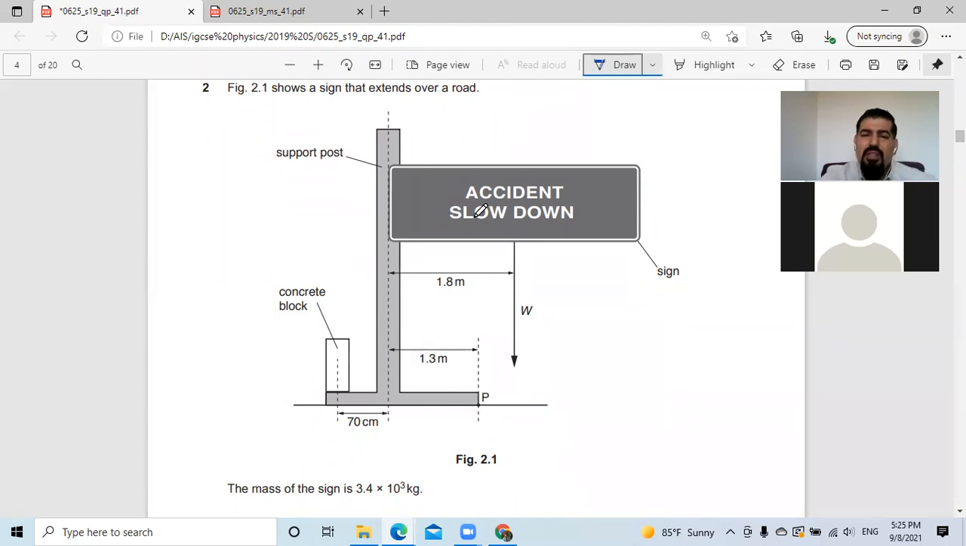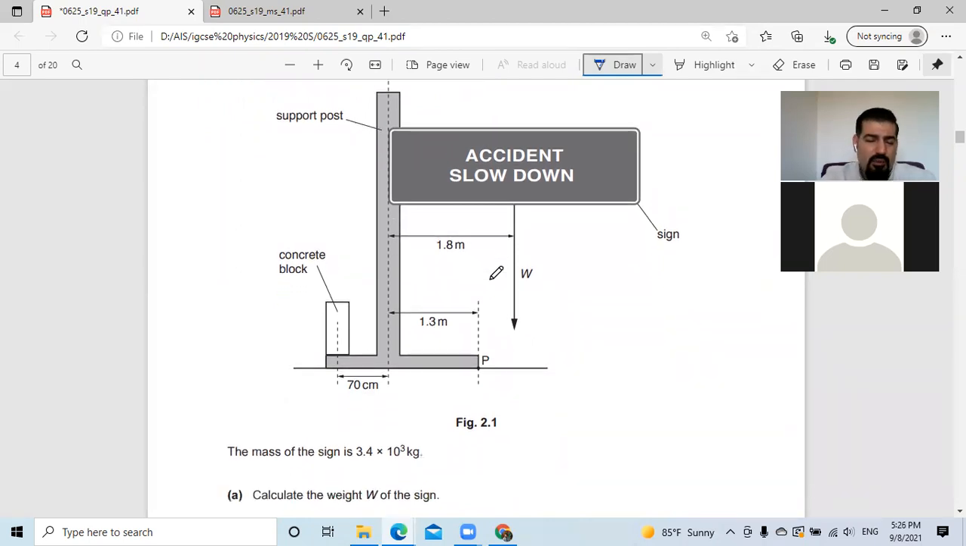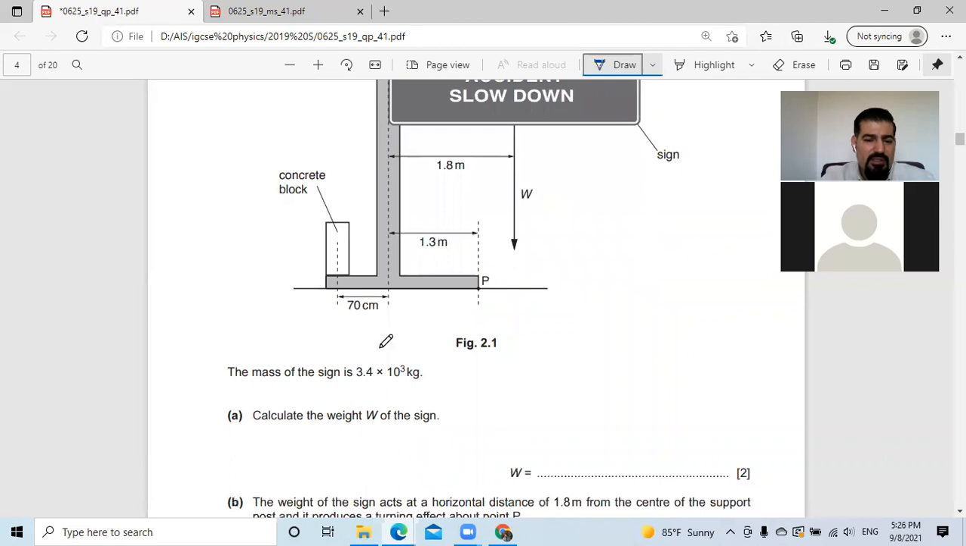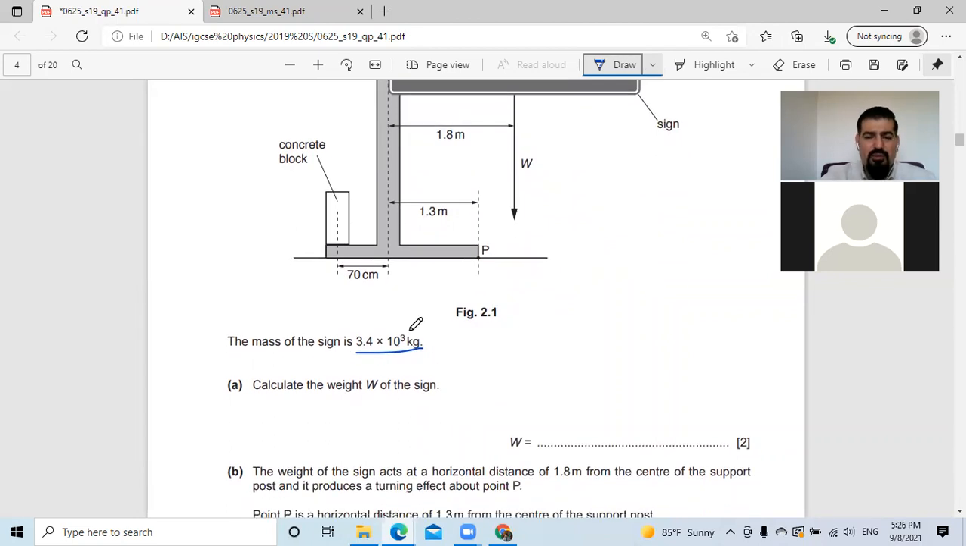And we have the accident slow down sign, which has a weight whose line of action is away from the post by 1.8 meters. The mass of the sign is 3.4 times 10 to the power of 3 kilograms. Calculate the weight. We know that weight equals what? M multiplied by g.